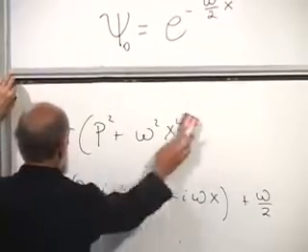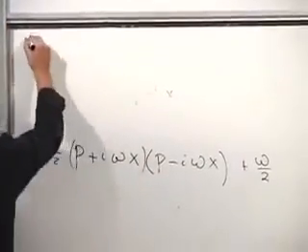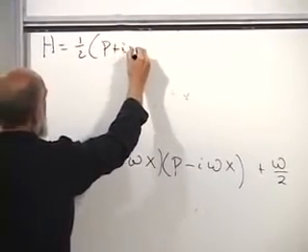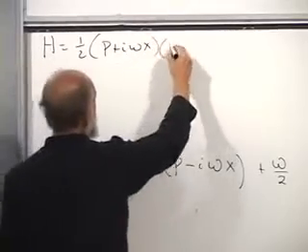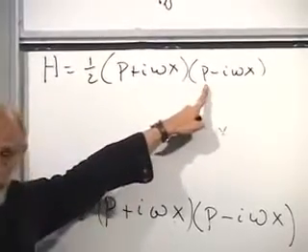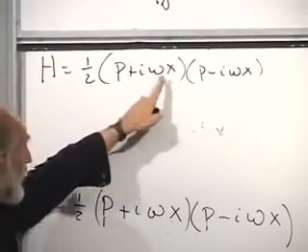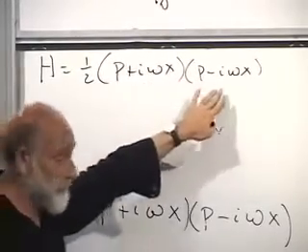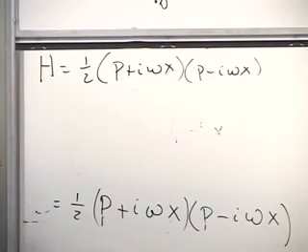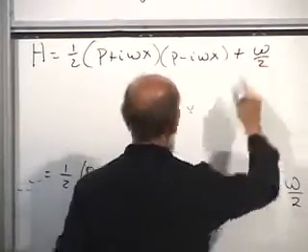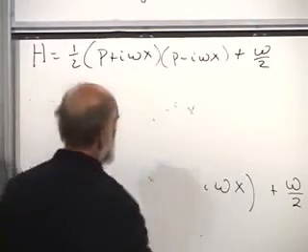Okay, here we are. Here's our Hamiltonian. Let me rewrite it. Put it up here. H equals 1/2 p plus I omega x times p minus I omega x. Notice these are Hermitian conjugates of each other. P plus I omega x is the Hermitian conjugate. Classically, it would just be complex conjugate. But good enough that, plus omega over 2. Okay, that's our starting point.